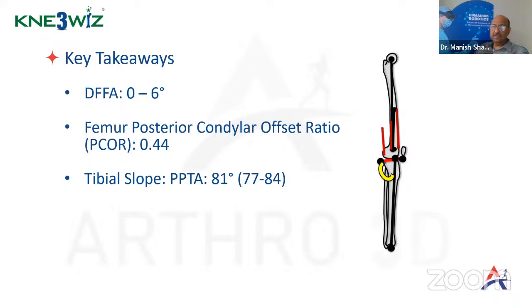Thus, the key takeaways for a normal anatomy are that the distal femur flexion is 0 to 6 degrees. The posterior condylar offset ratio is 0.44. And the tibial slope is close to 9 degrees.